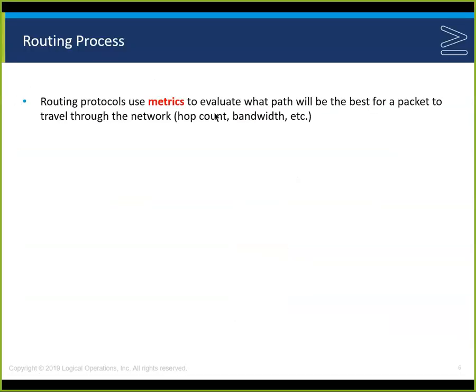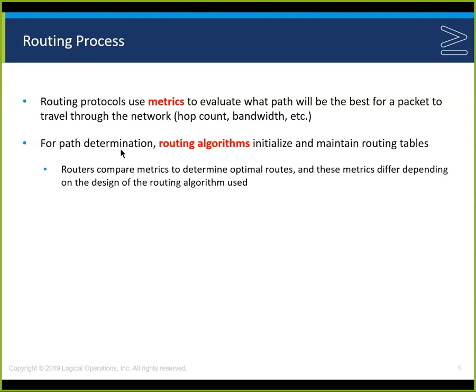The protocols use metrics, and the metrics determine what the best paths are to get from one to the other. Best path to travel through the network: hop count, bandwidth, delay, cost. OSPF uses cost. RIP uses hop count. EIGRP uses bandwidth and delay. And the bandwidth that it uses is the lowest. The lowest bandwidth is going to be what it uses to calculate.